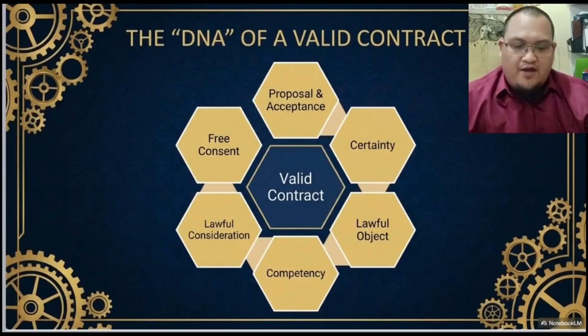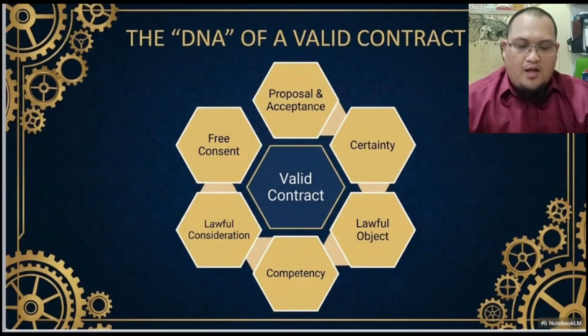This slide shows the essential element required to form a valid contract. The first element is proposal, or offer and acceptance. One party must make an offer and the other party must clearly accept the offer. The second element is free consent. The agreement must be made voluntarily without coercion, fraud, or undue influence.